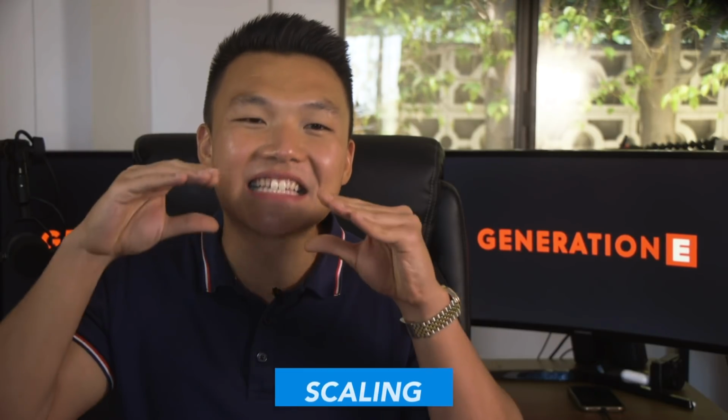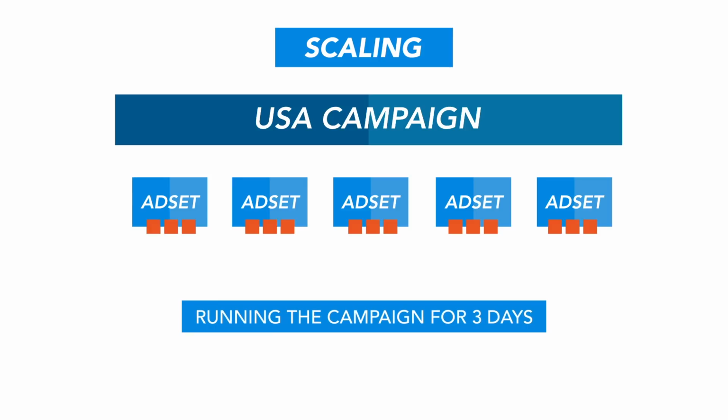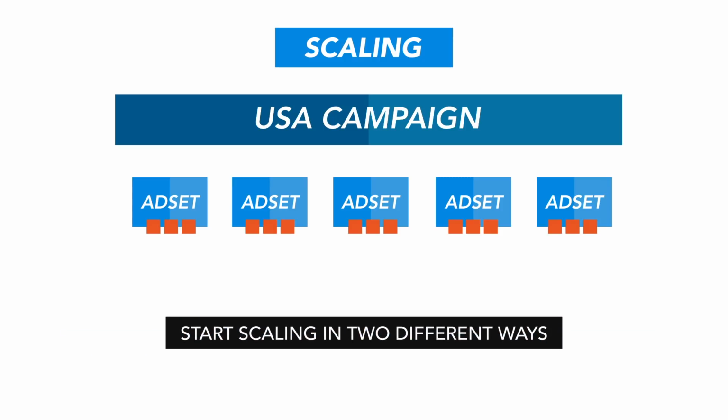Anyways, let's talk about my favorite part of starting any store, which is scaling. Let's say you have a USA campaign with 5 ad sets that each contain the same 3 creatives. After running the campaign for 3 days and spending at least 2 times your target cost per purchase on each ad set, you can start scaling in 2 different ways.